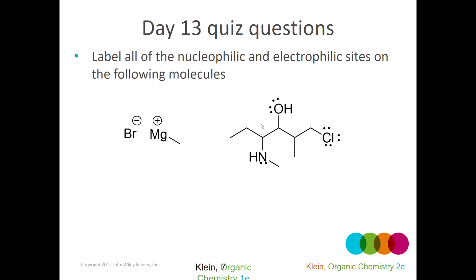Here was the quiz question. You can identify the bromine as nucleophilic. It has a full negative. It can start sharing those electrons with some electrophile. The magnesium is neither. The magnesium needs to make a noble gas configuration.